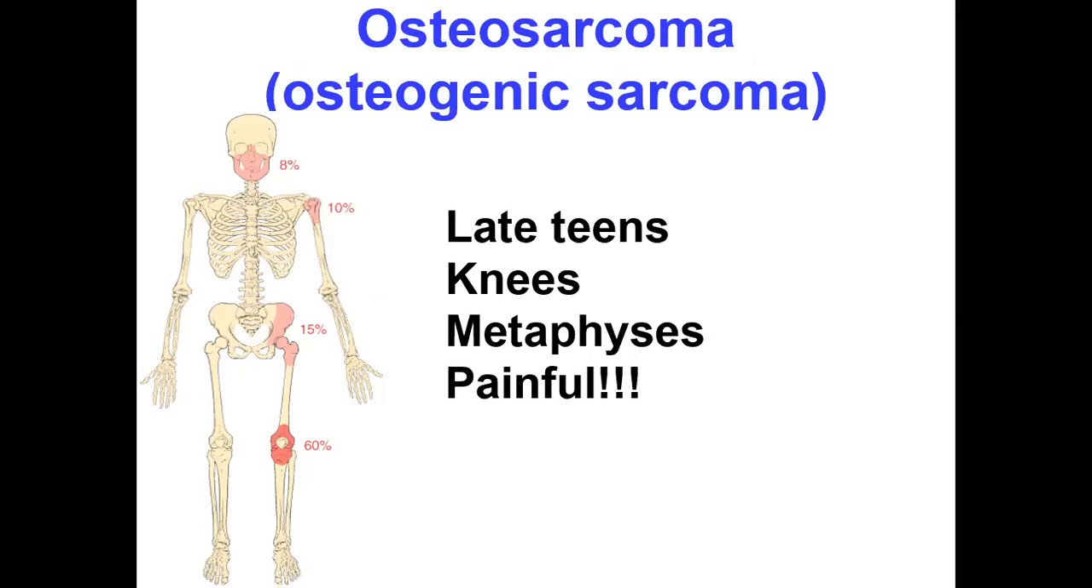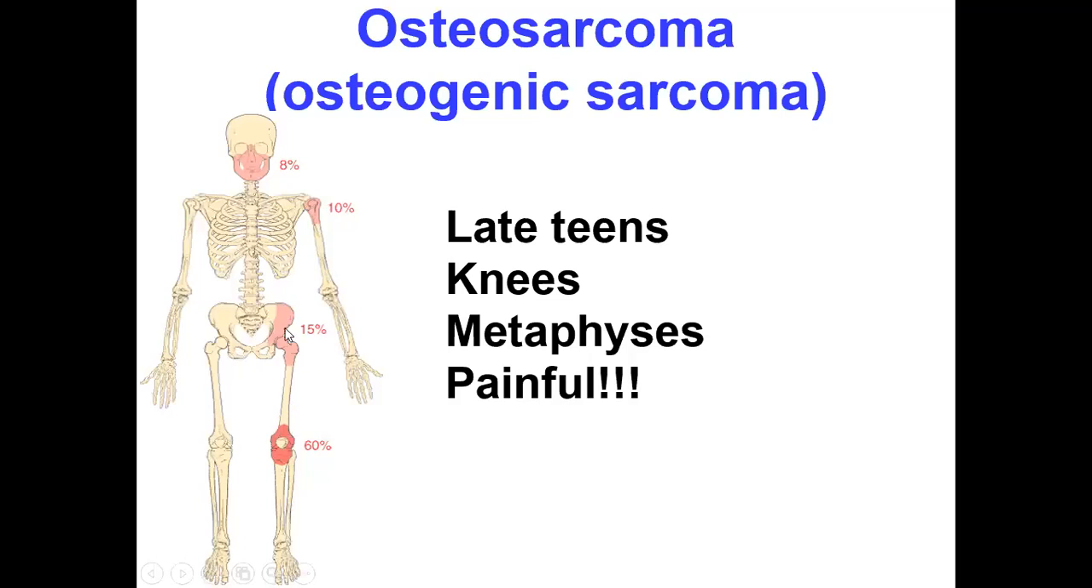Then are the malignant bone-forming tumors, and in this group, the most common tumor is osteosarcoma. Osteosarcomas present with mass formation, especially around the knee joint. Distal femur and proximal tibia are commonly affected. You can see from this diagram that 60% of osteosarcomas occur around the knee joint.